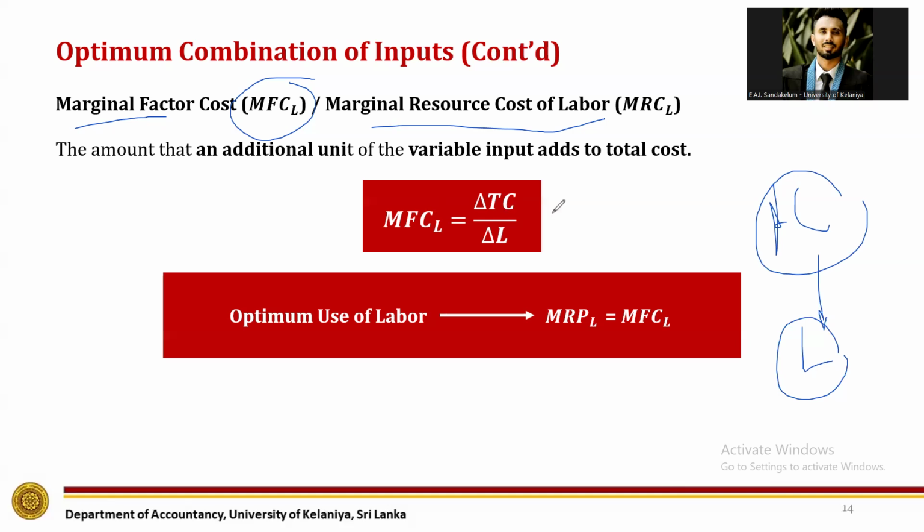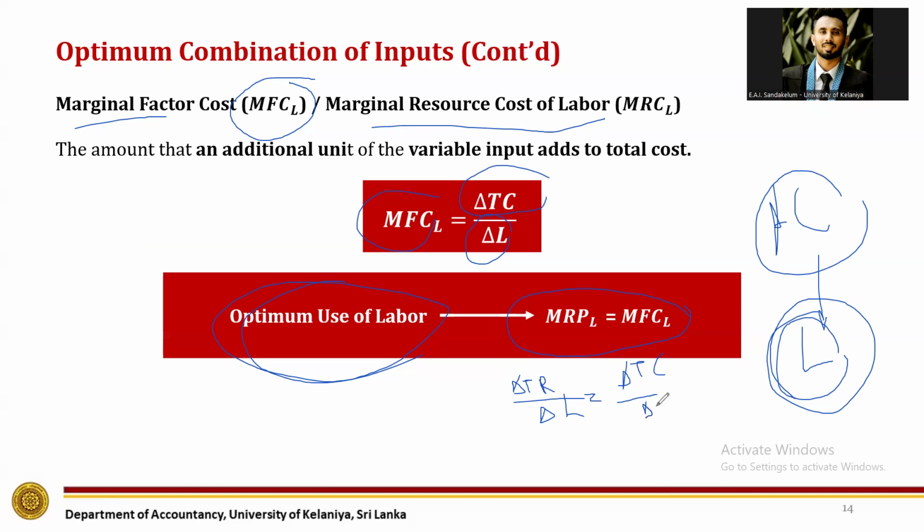So to find the marginal factor cost, you need to take the total cost. If you change 1 unit of labor, how does the organization's total cost change? The cost is delta TC divided by delta L. The optimum use of labor, or the optimum combination, is where these two become equal. So what is the formula? You can write: for the MRP, delta TR divided by delta L, and for the MFC, delta TC divided by delta L.